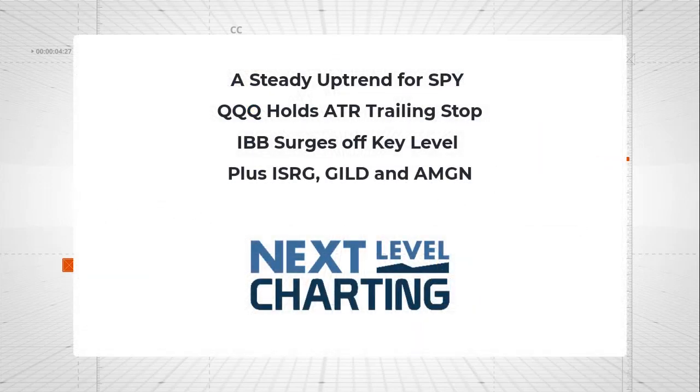So today we're going to start off with a broad market outlook. We're going to look at SPY in detail, look at the trend composite for SPY. Then we'll look at QQQ and we'll see that it's got a little breakout within its zigzag uptrend, and we'll show you an ATR trailing stop technique to use on that. And then we're going to turn to biotechs because IBB has surged off a key level, and we're going to look at 3 healthcare stocks to see some setups there.